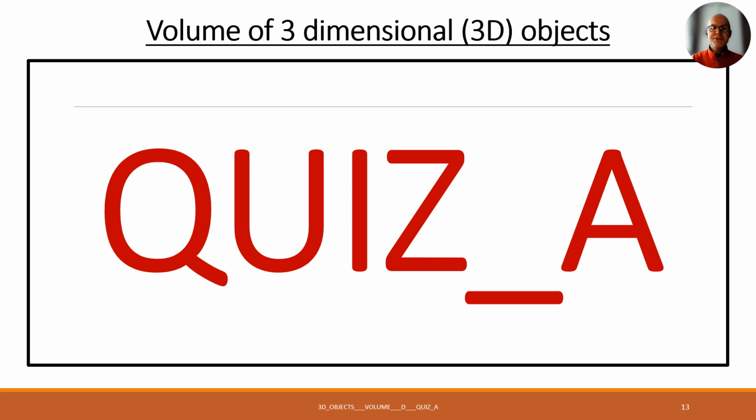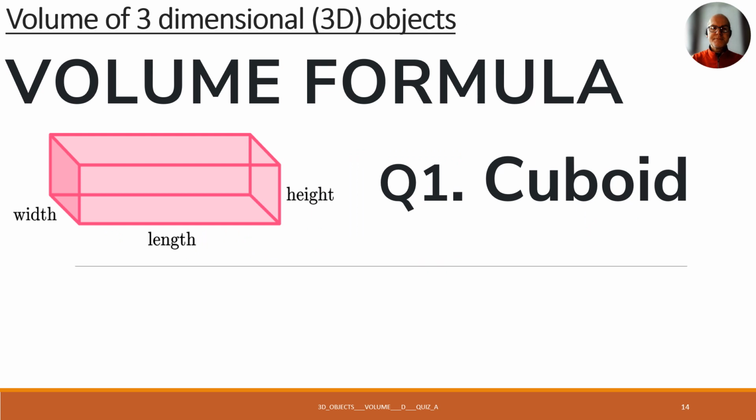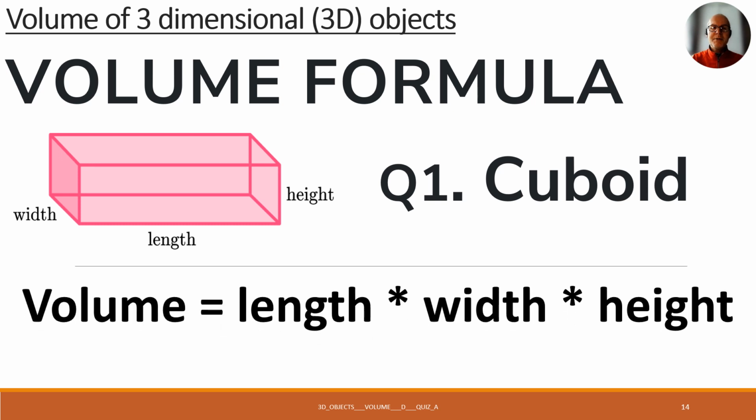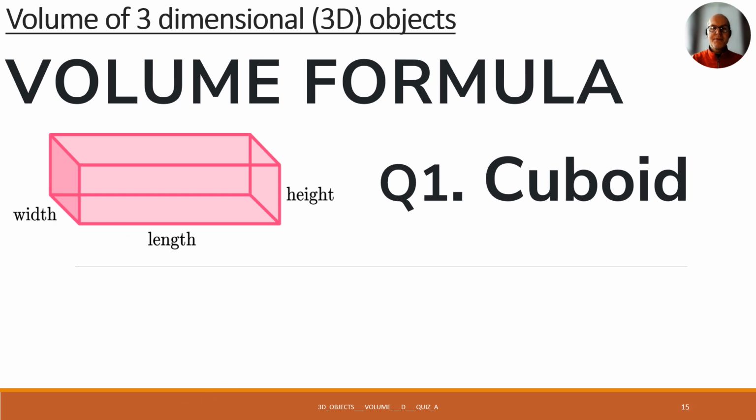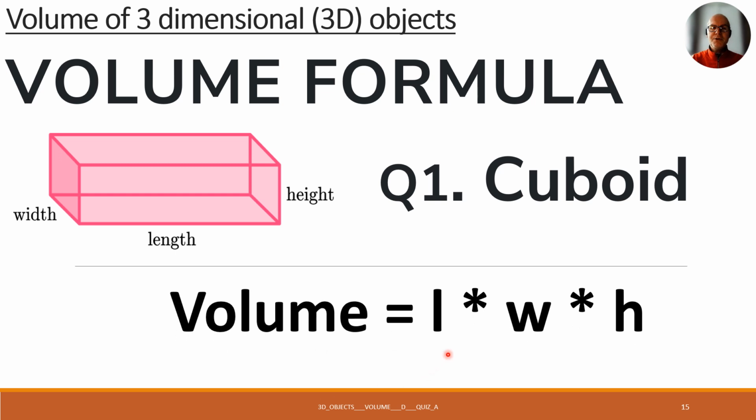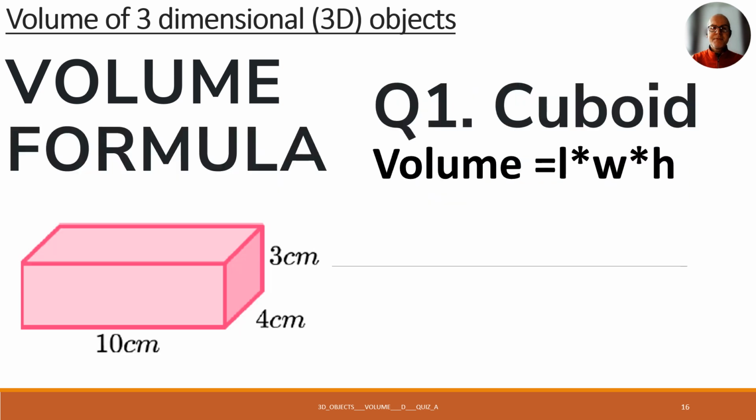Let's have a look at some quiz questions. The first quiz question is going to be on a cuboid. Remember, volume formula for cuboid, length times width times height, which we abbreviate to L times W times H. So this one here, let's input these values into this formula.